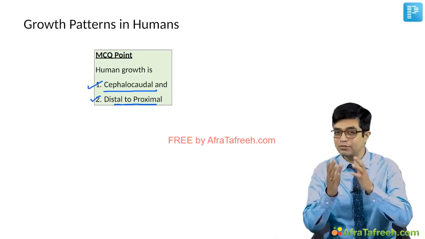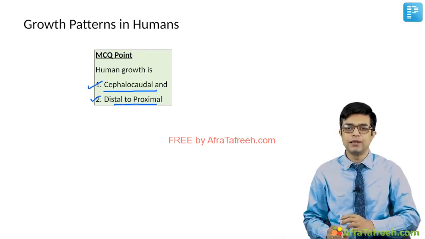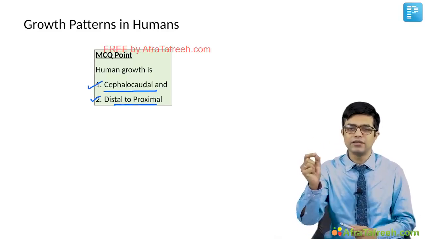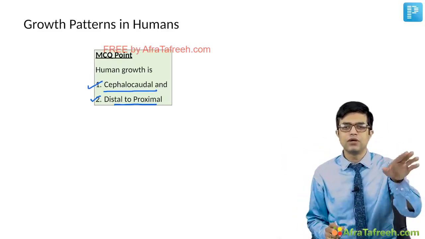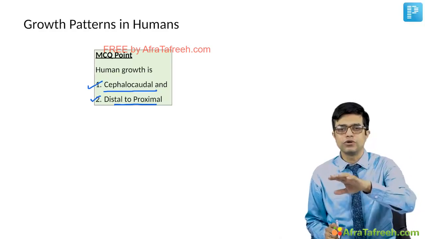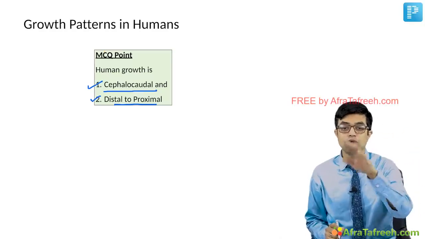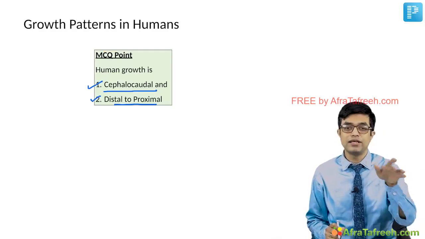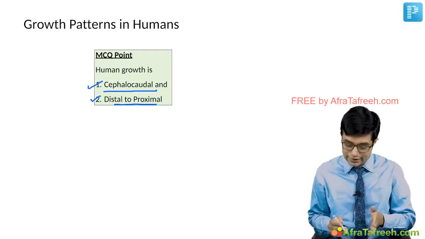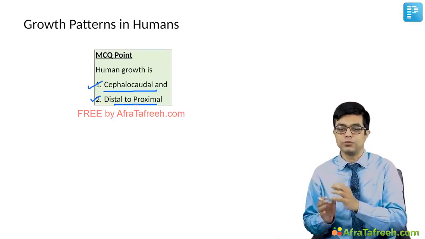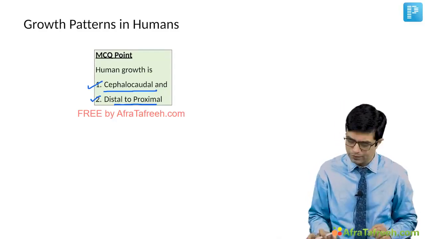Questions can be asked. How can an MCQ be asked in super speciality? They may ask you what is correct regarding the growth pattern in humans. 4 options will be there. First option, cephalocaudal, distal to proximal. Cephalocaudal, proximal to distal. Caudocephalic, distal to proximal. Caudocephalic, proximal to distal. Your answer will be A, that is cephalocaudal and distal to proximal. So this is the first thing that you need to remember.